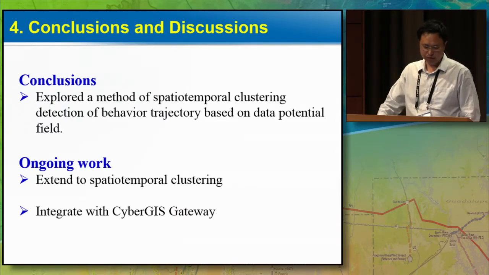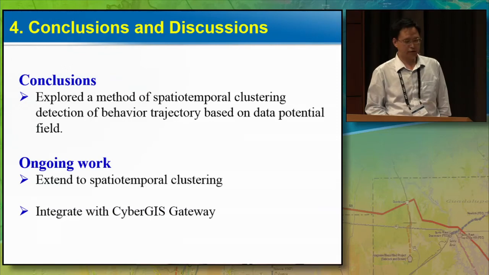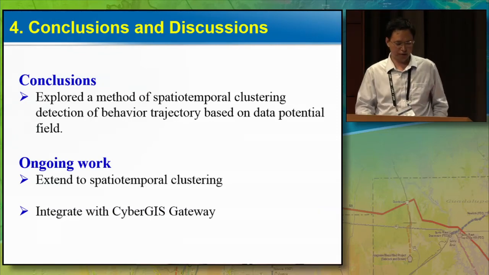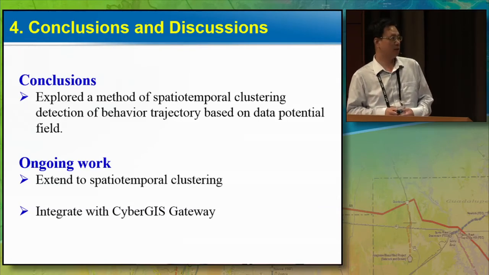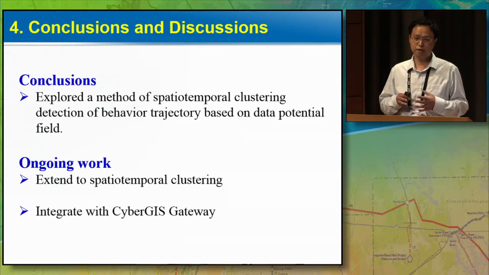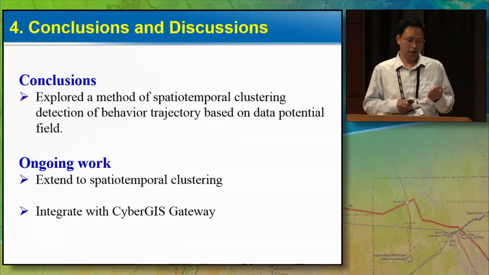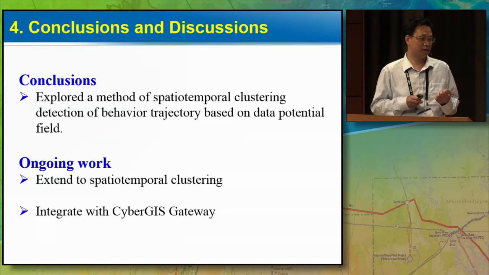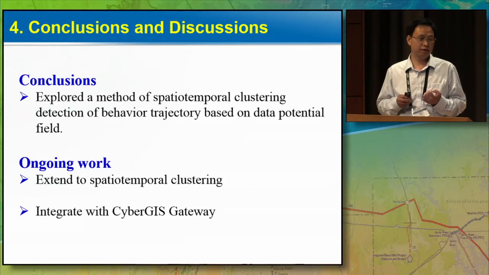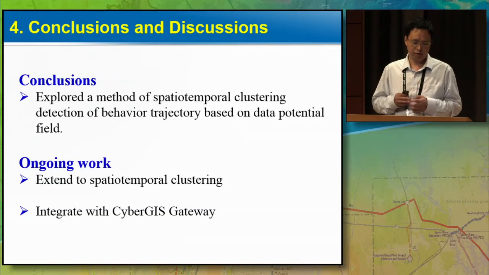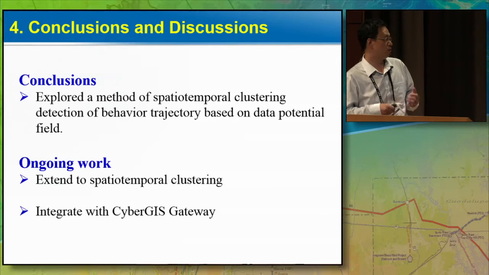Now, I give the conclusion. In this research, we explored a method of spatial temporal clustering detection of behavior trajectory based on data permutation field. It's inspired by some theories from physicists. Of course, there are some shortcomings. For example, we only consider the spatial clustering at a different time, but we haven't considered the interaction between space and time. In the near future, we will do some ongoing work.